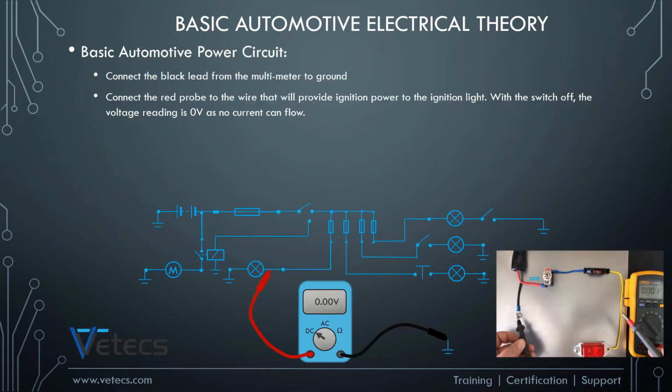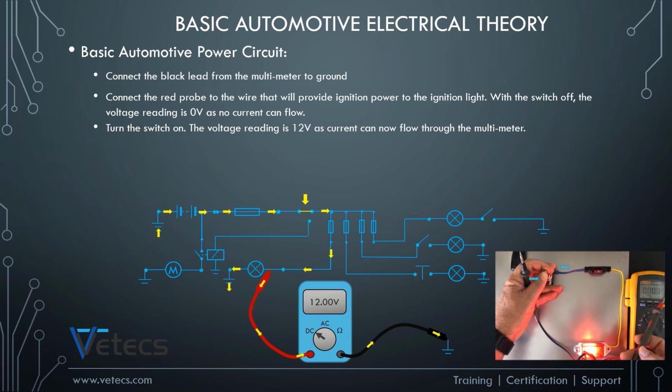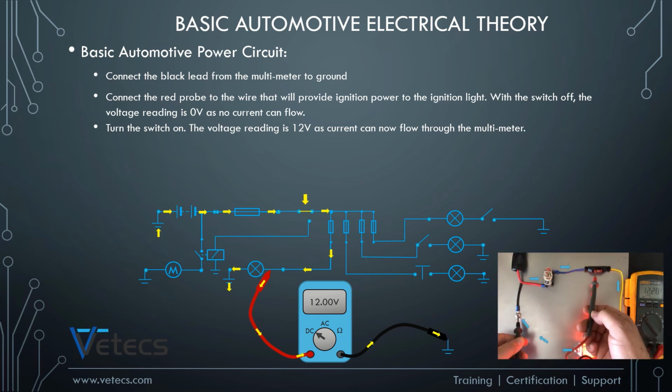Connect the black lead from the multimeter to ground. Connect the red probe to the wire that will provide ignition power to the ignition light. With the switch off, the voltage reading is 0 volts as no current can flow. Turn the switch on. The voltage reading is 12 volts as current can now flow through the multimeter.